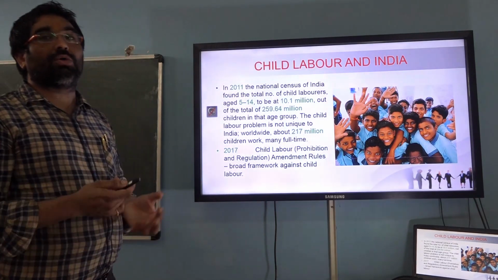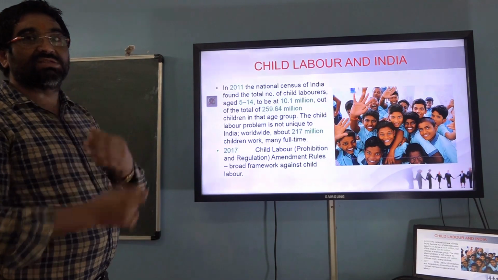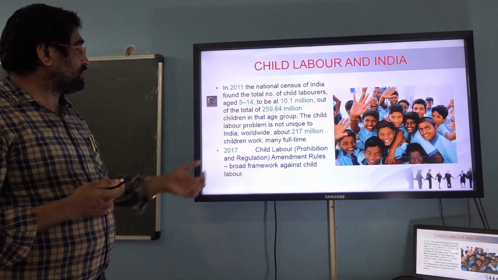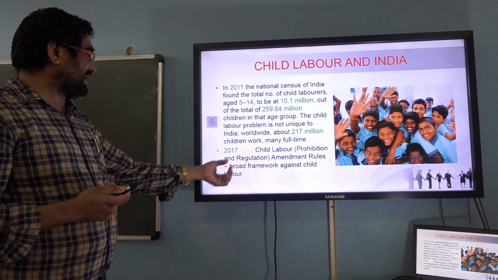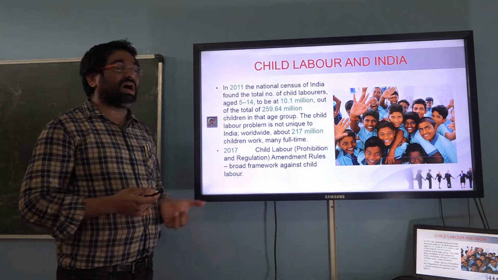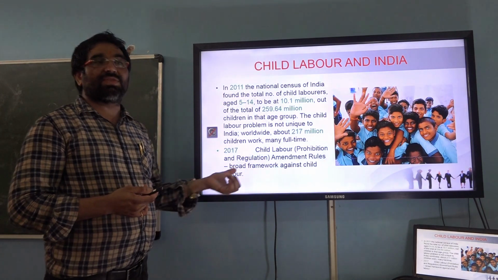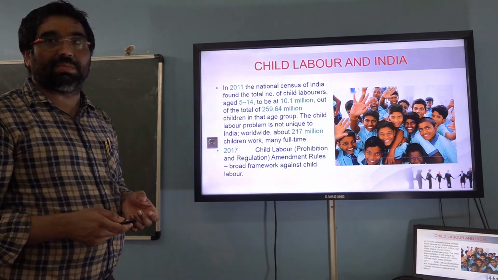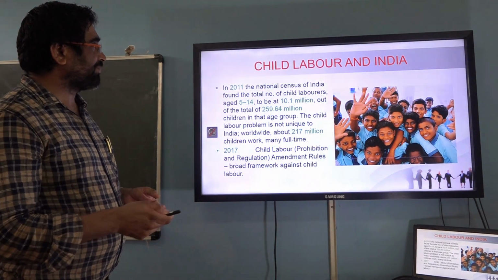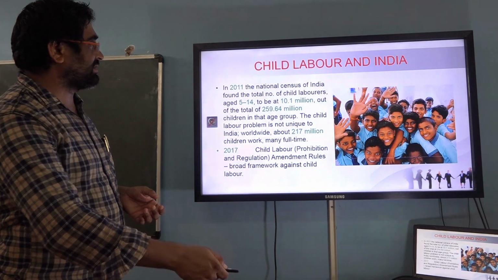So our Indian government also made changes in the child labor law. You can see in 2017 that the Child Labour Amendment Rules brought a framework against child labor. According to this law, if there is child labor, there will be a punishment for the people who give labor to children. Okay? Let us go to the next slide.